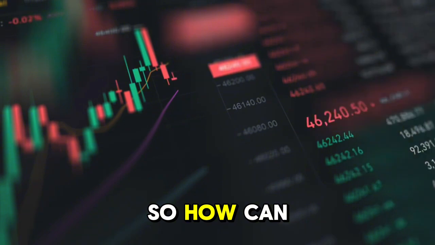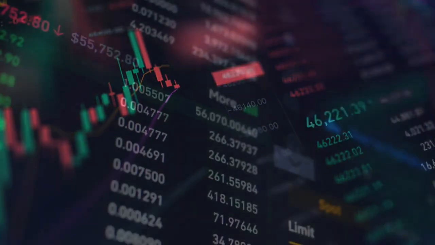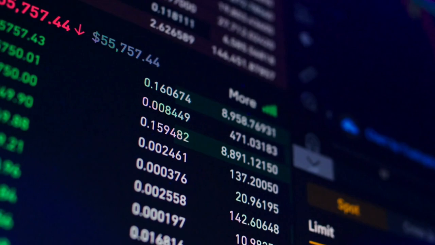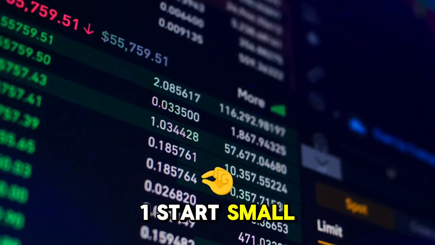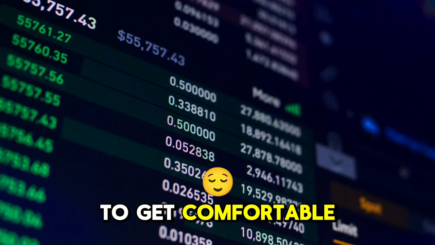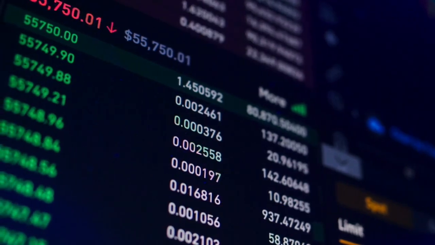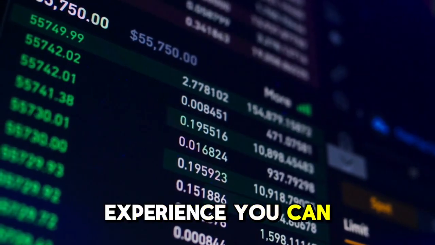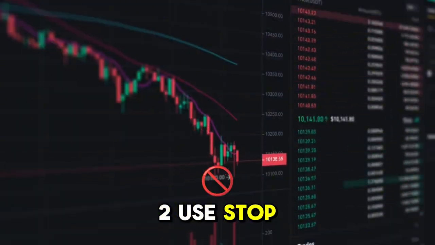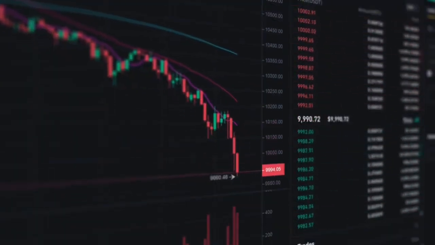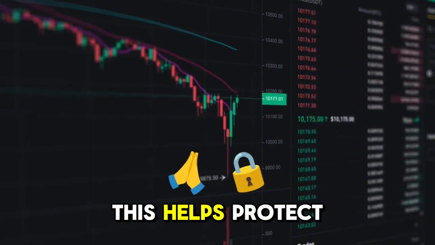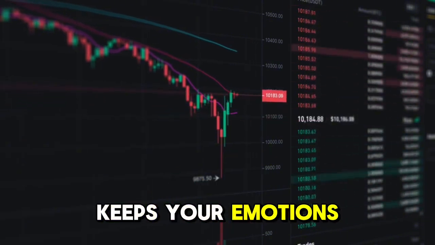So, how can you use leverage wisely? Tips for using leverage wisely. 1. Start small. Begin with lower leverage ratios to get comfortable with how it affects your trades. As you gain experience, you can gradually increase your leverage. 2. Use stop-loss orders. Always use stop-loss orders to limit potential losses. This helps protect your capital and keeps your emotions in check.